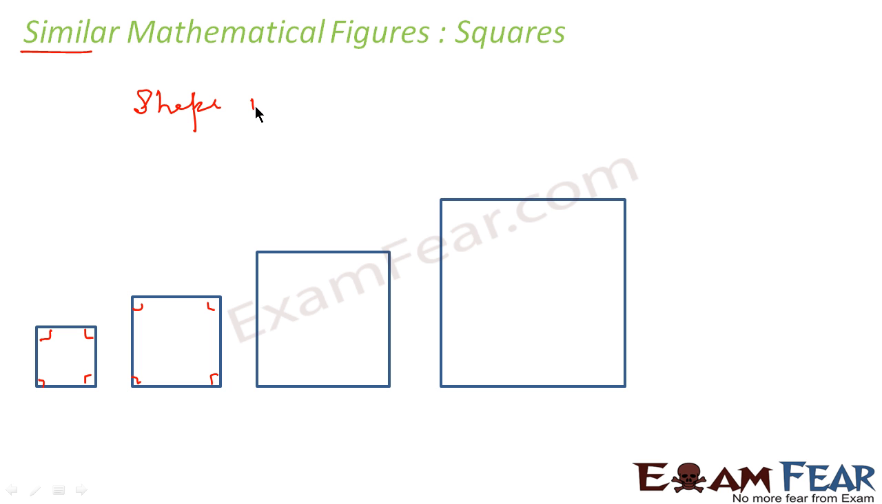Shape is the same. For any square, the shape is the same. That is, all the angles are 90 and all the sides are equal. This is the shape of a square. So if you have any two squares and compare them, they have to be similar. Why? Because for any two squares you take, they will have the same internal angles and the sides are the same. So any two squares are similar.